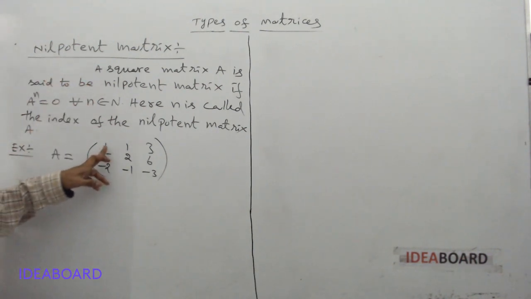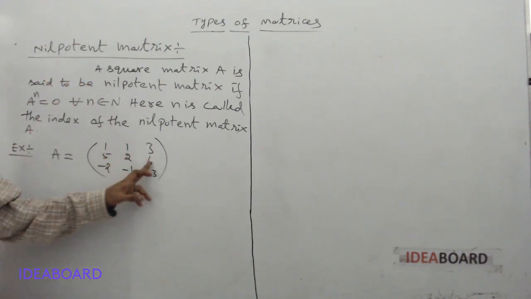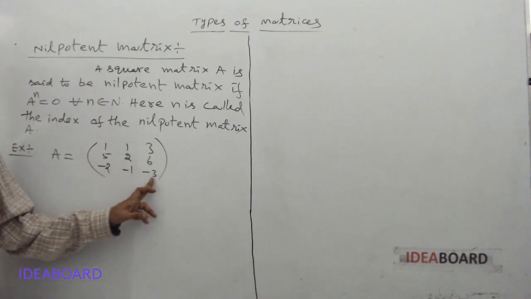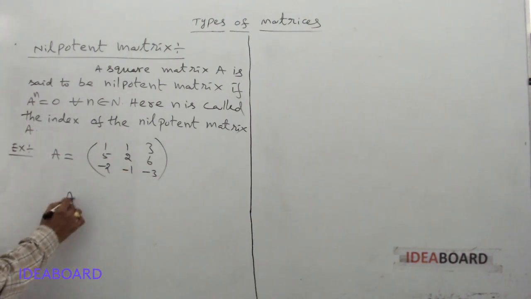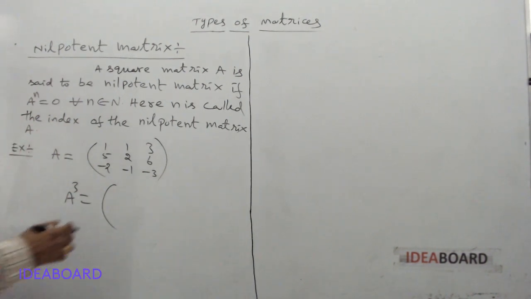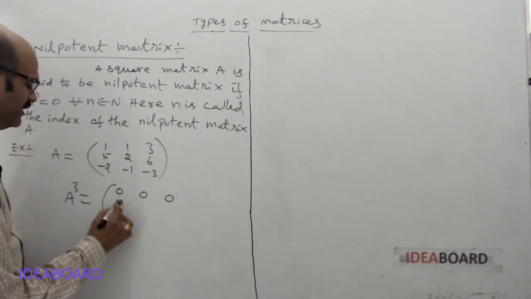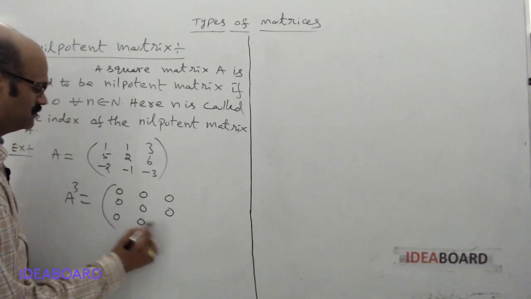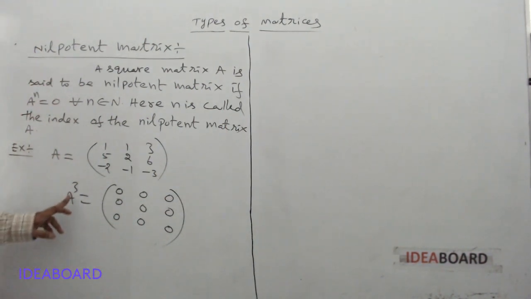Let me take A equal to the matrix [1 1 3; 5 2 6; -2 -1 -3]. A cube equals, if you multiply the matrix A 3 times, we get the null matrix. So we say that the index of the matrix A equals 3.